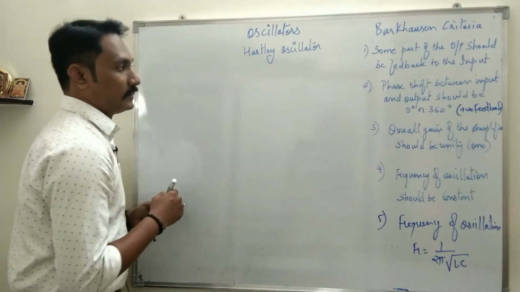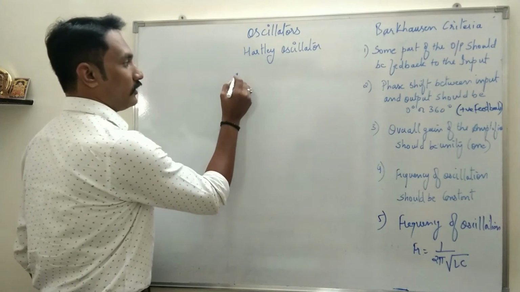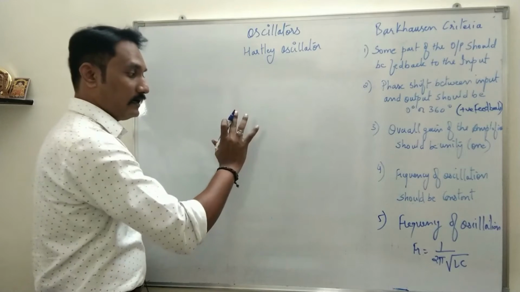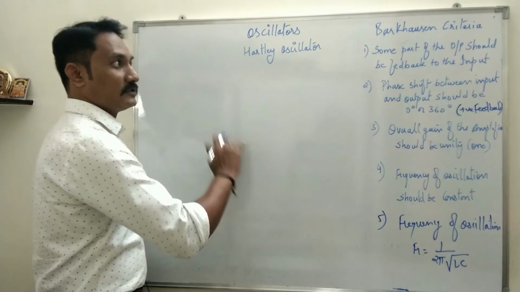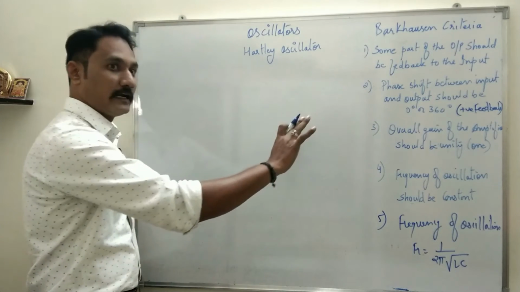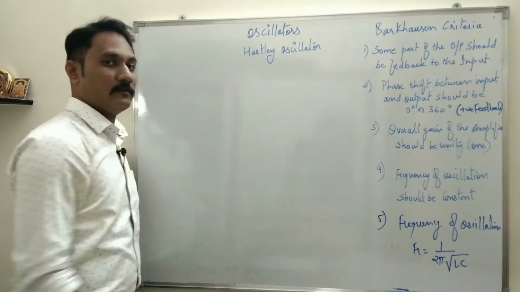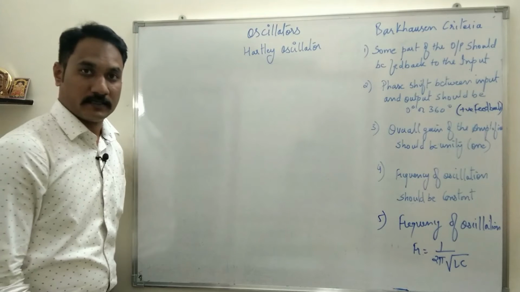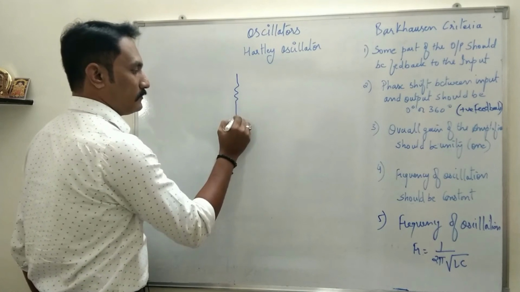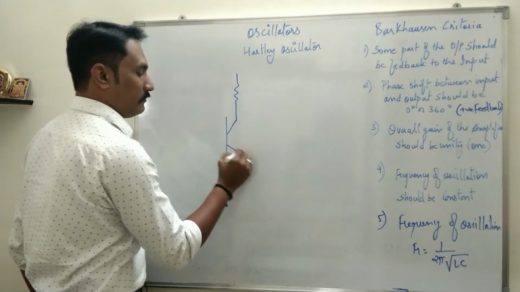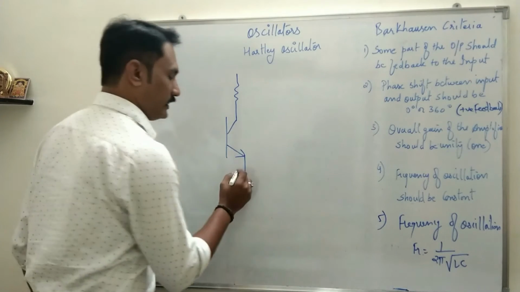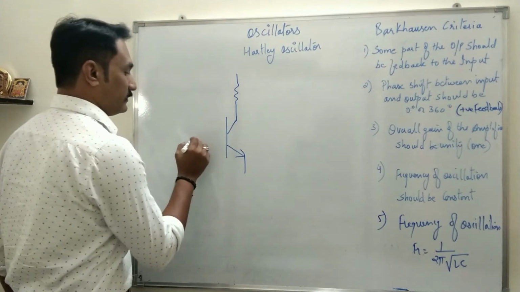See the diagram which I am going to draw for the Hartley oscillator. We just have to draw the diagram and explain that circuit with respect to Barkhausen criteria, and we have to conclude that if all 4 criteria are satisfied, the circuit will produce sustained oscillation. So, a simple basic circuit of a common emitter configuration as amplifier. You need to provide the biasing.